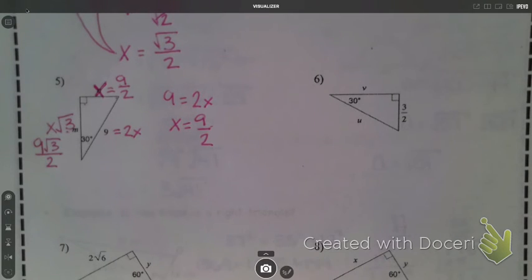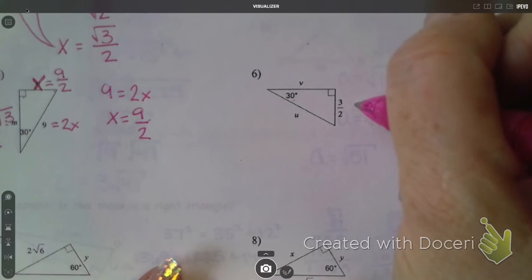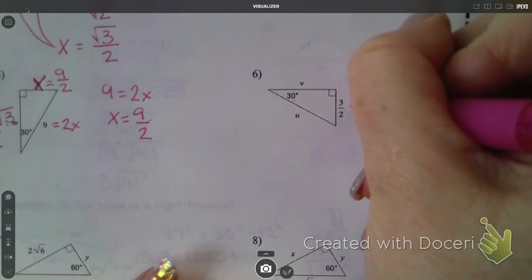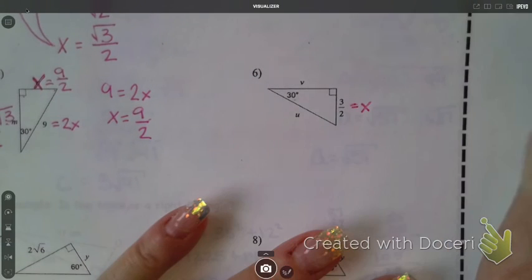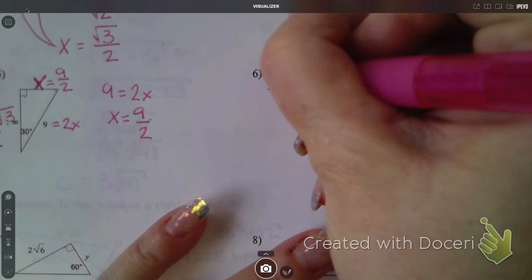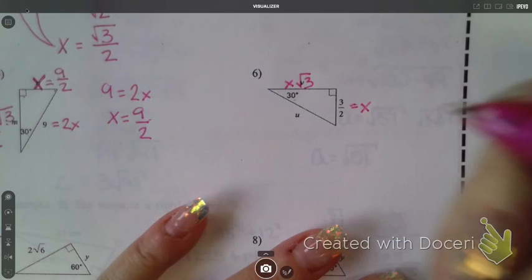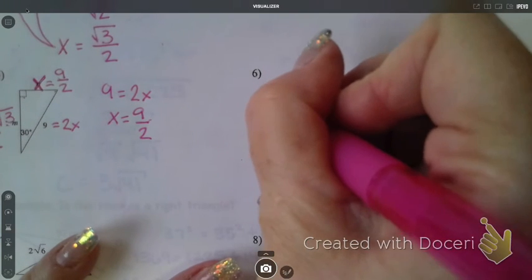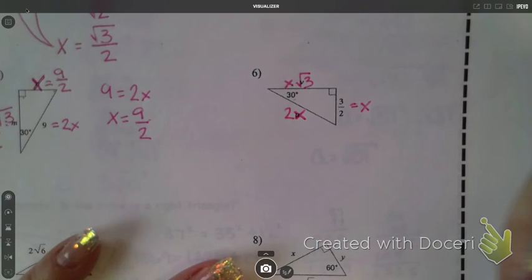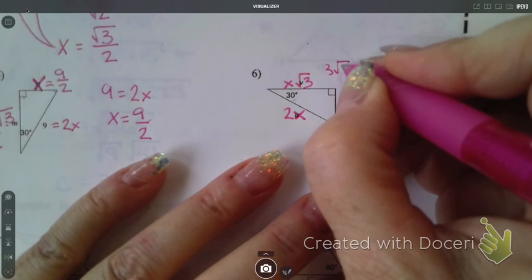Okay, 6 across from a 30 is what? X. So 3 halves equals x. What does v equal? The x square root of 3, because it's across from the 60, right? What does u equal? 2x. So do I already know what x is? Yep, 3 halves. So that'd be 3 square root of 3 over 2.